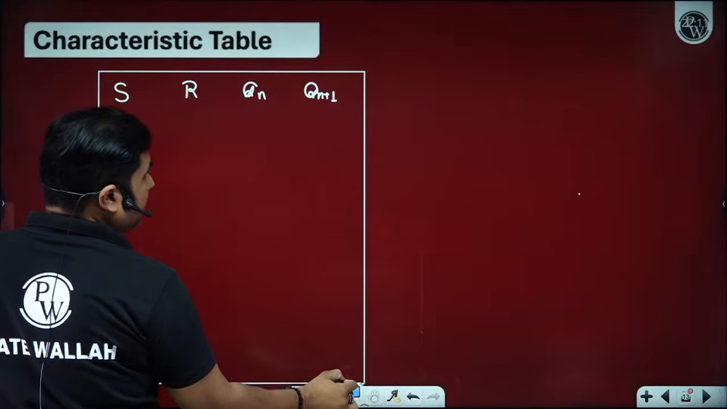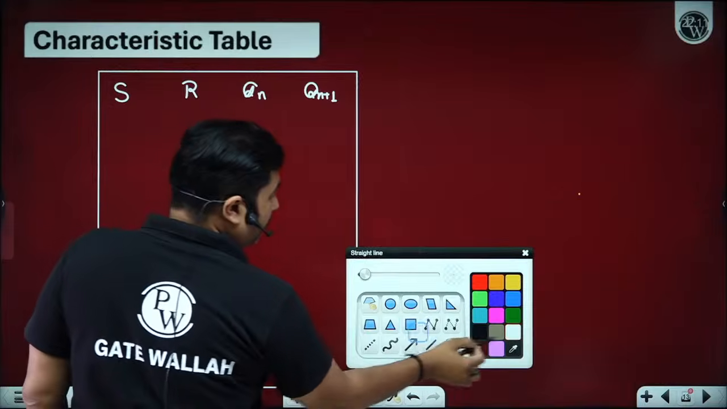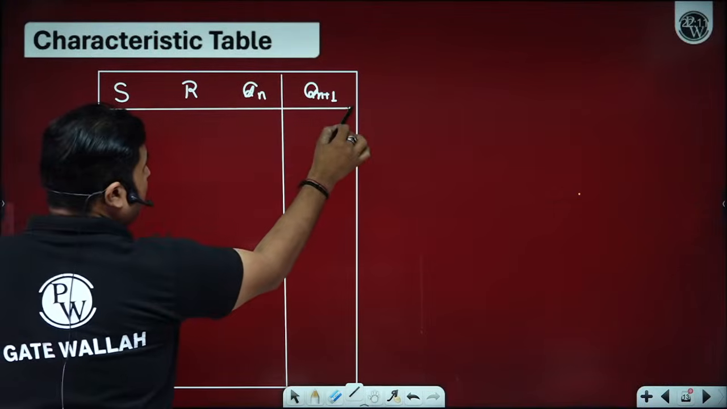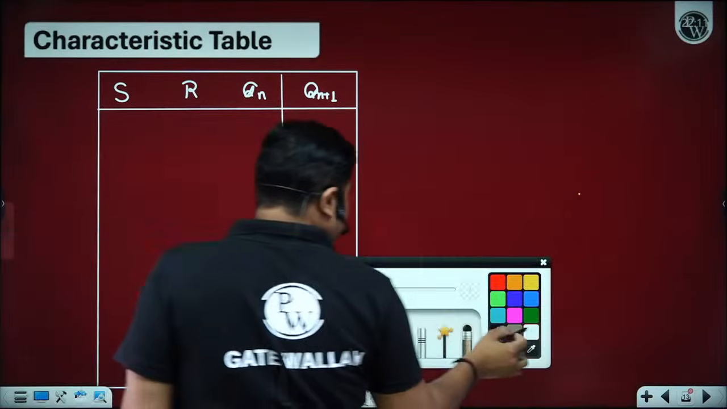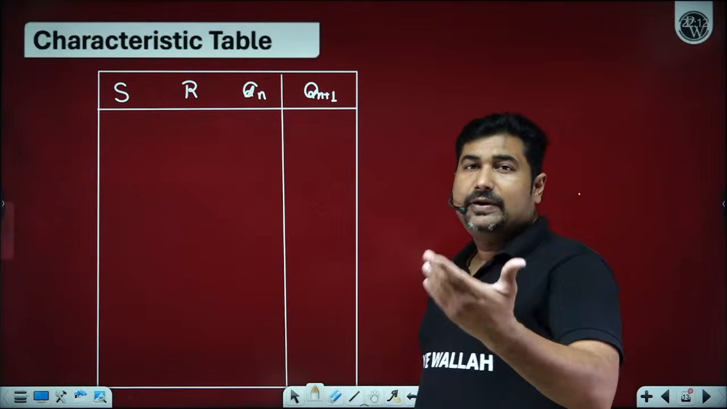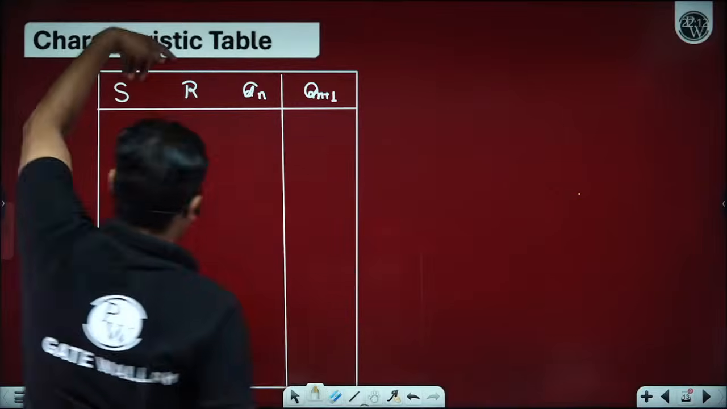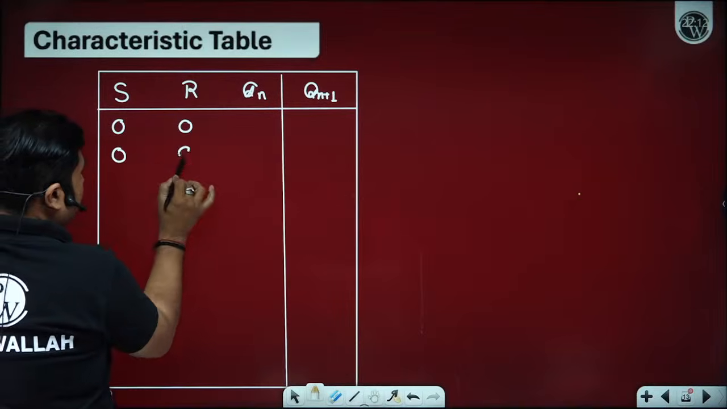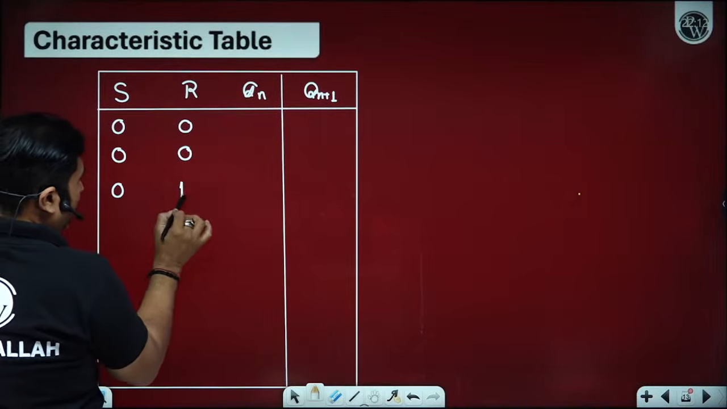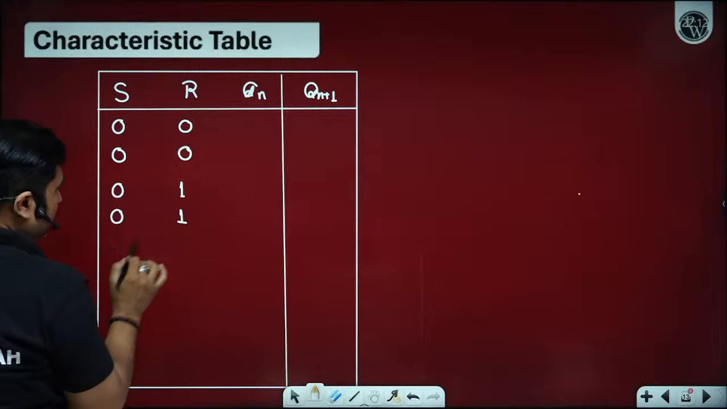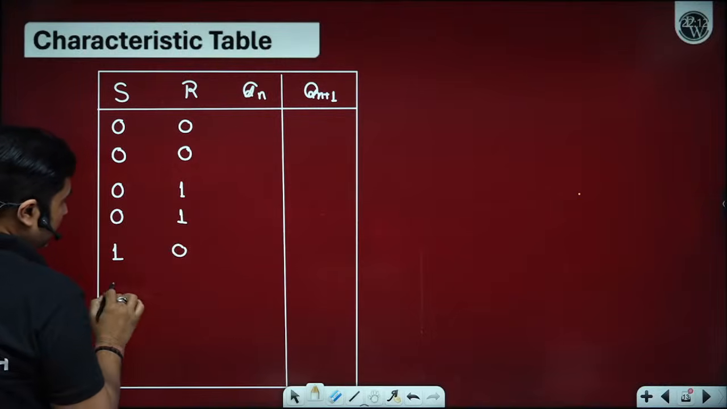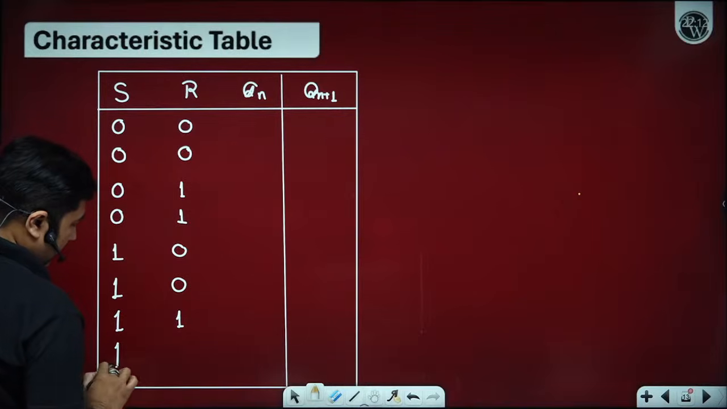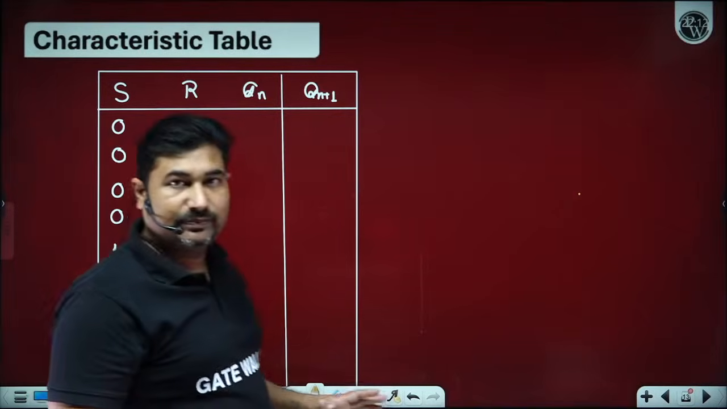It characterizes the entire behavior of the flip-flop based upon present input and present state. Present input and present state, we can comment on the next state. Present input is SR. Maybe present input is 0, 0. Present input is 0, 1. Maybe present input is 1, 0, or present input is 1, 1. This is the present input.